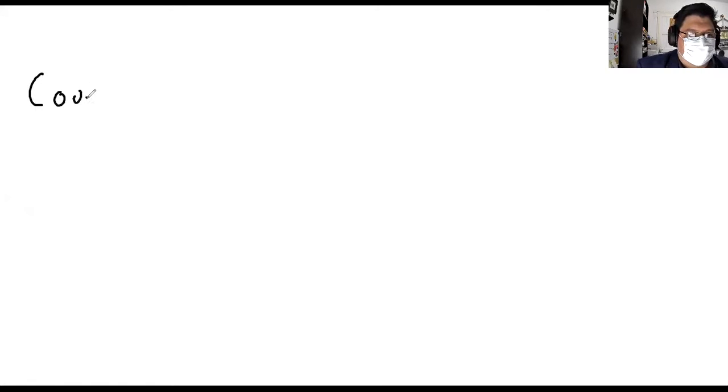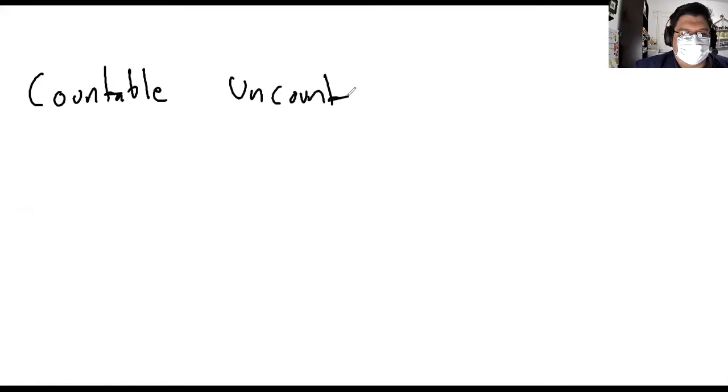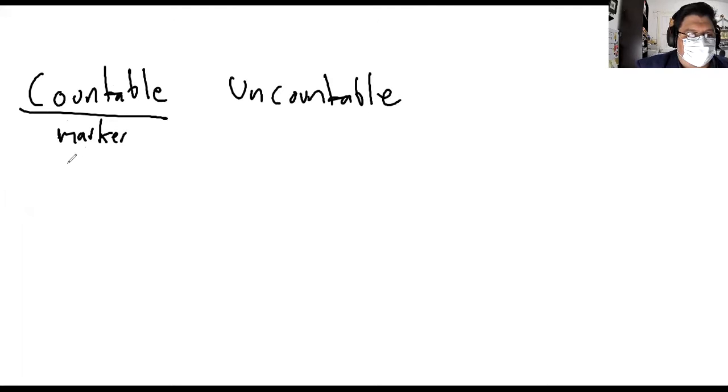All right. We had countable and uncountable. We already saw that countable, we have marker and we have pen, right? It's countable because we can add an S to both of them, and because we can count them like this, right? We just add a number.